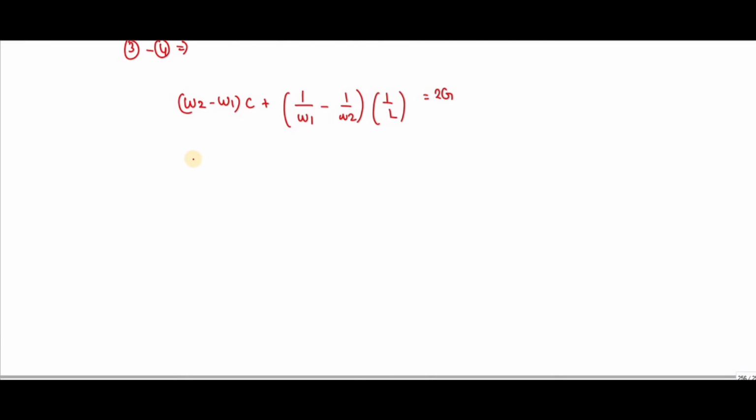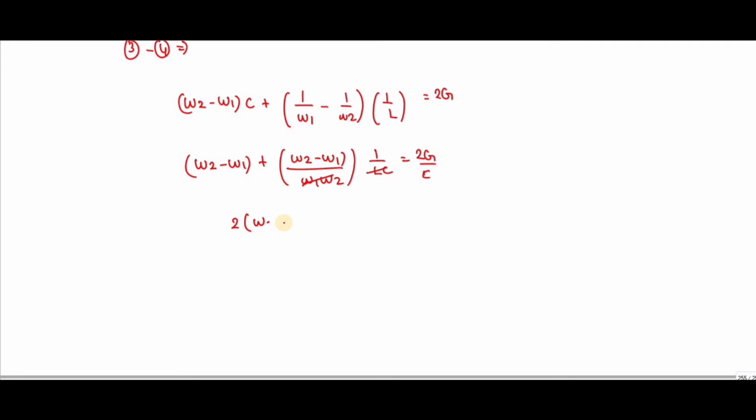So here, omega 2 minus omega 1, I am going to divide the whole term by C. Okay, so this is omega 2 minus omega 1 divided by omega 1 omega 2 times 1 divided by LC, that is equal to 2G divided by C. So these two get cancelled out, right? Because 1 divided by LC is equal to omega naught square, and omega naught square is equal to omega 1 omega 2.